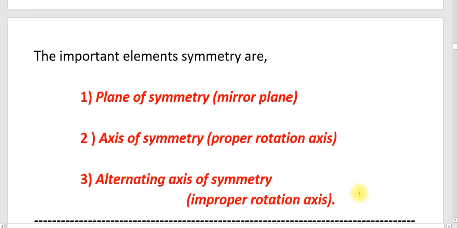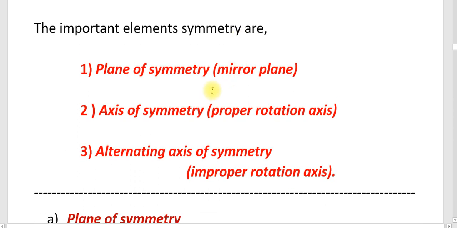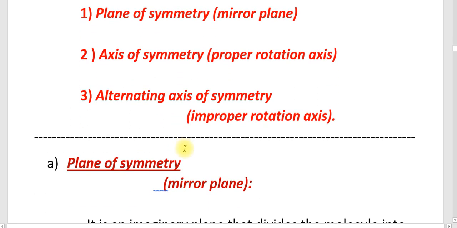Anyway, we are explaining what the symmetry elements are. There are three important symmetry elements, or elements of symmetry. First one is the plane of symmetry, otherwise called the mirror plane. The second one is the axis of symmetry, or proper rotation axis of symmetry. Third one is the alternating axis of symmetry, otherwise called the improper rotation axis of symmetry. So these are the important elements of symmetry, and we can see what they are.